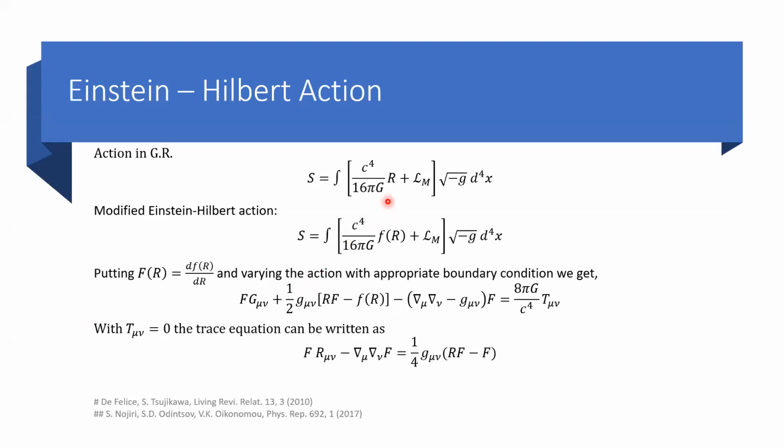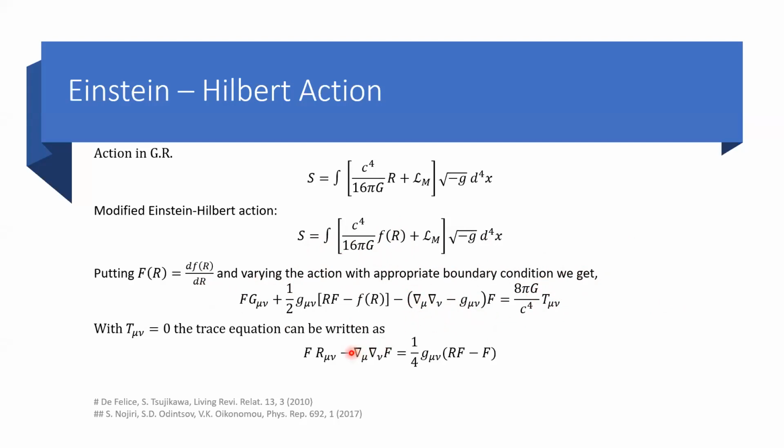In the normal theory of GR, the action is represented in this form. But in the modified Einstein-Hilbert action, we replace this R, which is the Ricci scalar, by some function of R. There are some bounds on this f(R), but I'm not going to discuss it here. By varying this action with some appropriate boundary condition, we'll get the modified Einstein equation in this form. Here f' is the derivative of small f with respect to capital R. It can be seen that if f' is 1, then we'll get the original Einstein equation.